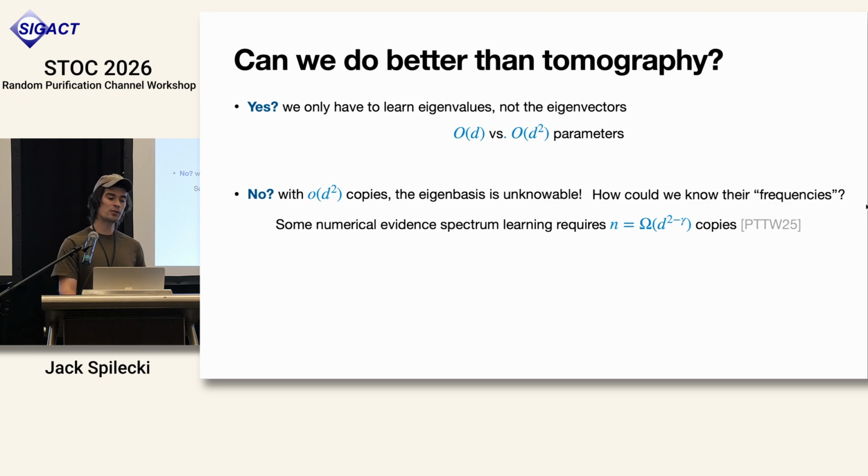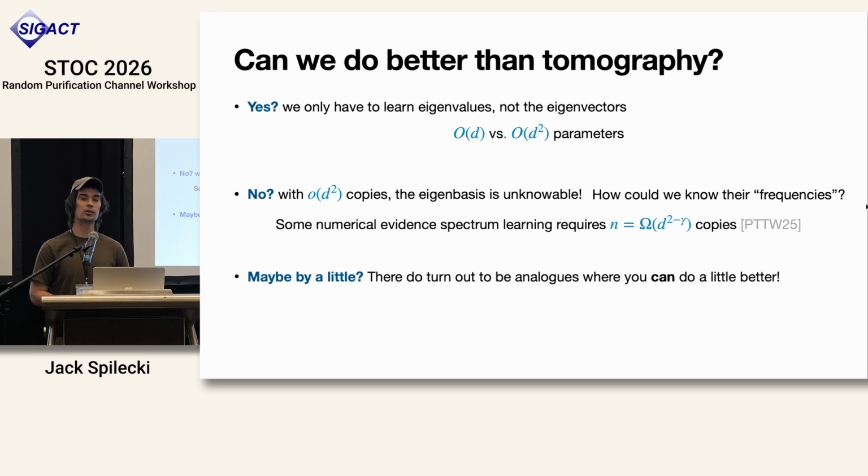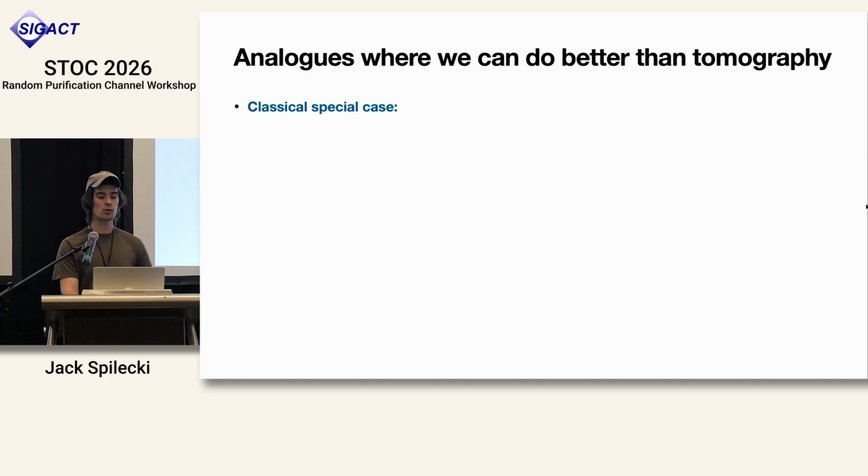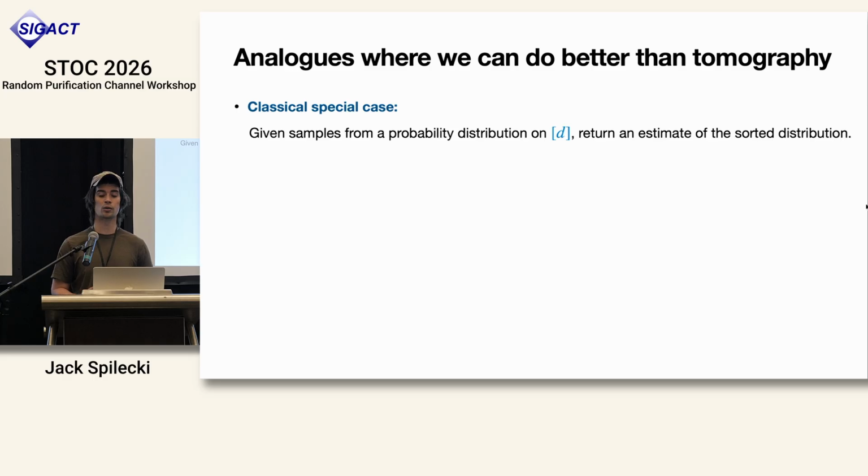Okay, but maybe back in the positive direction, maybe we can actually improve on it a little, because there turn out to be analogs of this problem where it's known that you can improve by polylog factors. So let me describe these quickly. The first analog is the classical special case. This is the problem where you're given a probability distribution, and what you want to learn is just the sorted distribution. So you don't have to learn which probability goes with which event, you just need to learn the probabilities. And in the classical case, the number of samples required to learn the distribution is d over epsilon squared.